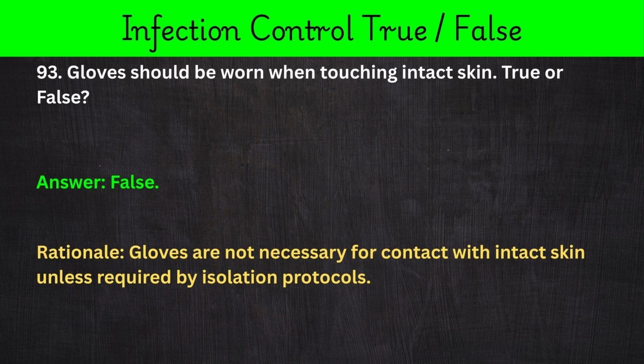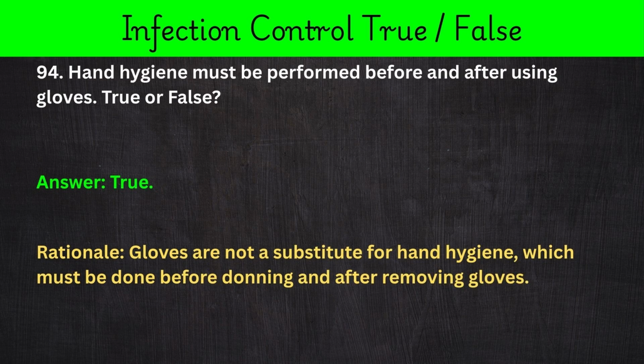93. Gloves should be worn when touching intact skin. True or false? Answer: false. Rationale: gloves are not necessary for contact with intact skin unless required by isolation protocols. 94. Hand hygiene must be performed before and after using gloves. True or false? Answer: true. Rationale: gloves are not a substitute for hand hygiene, which must be done before donning and after removing gloves.